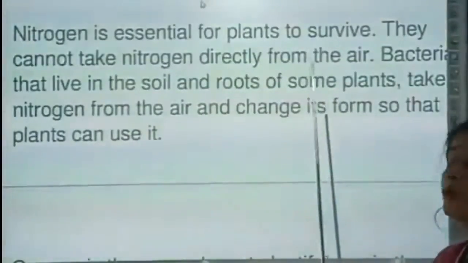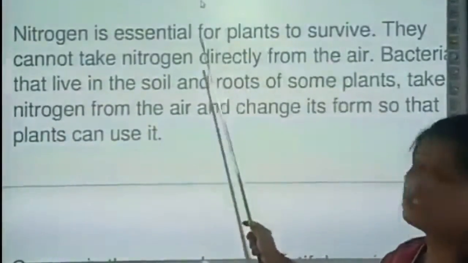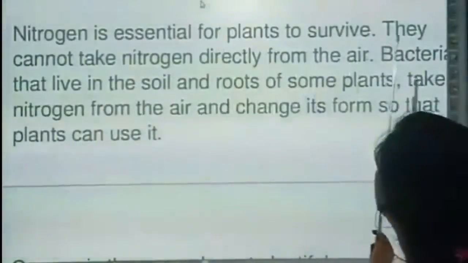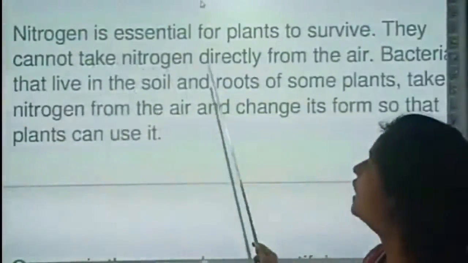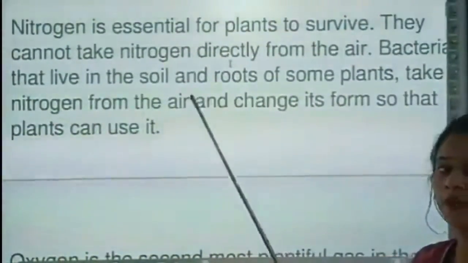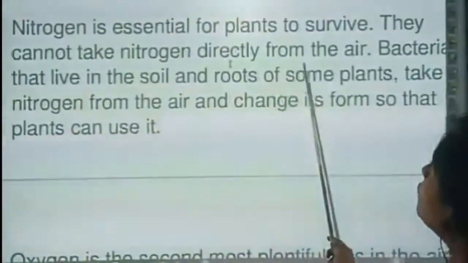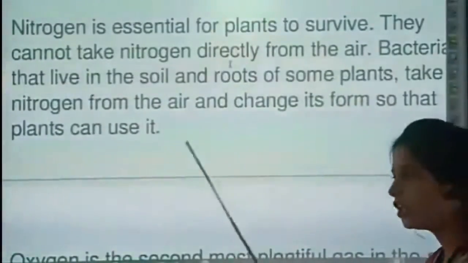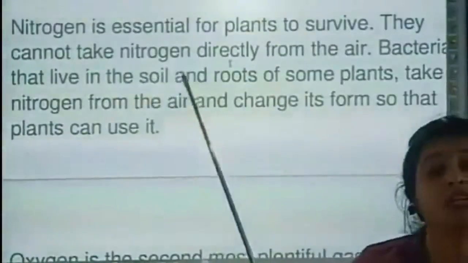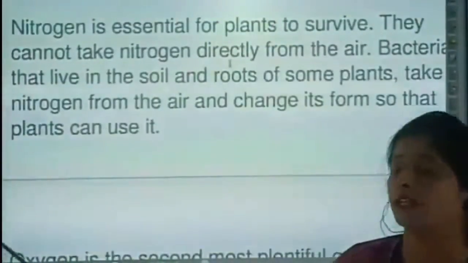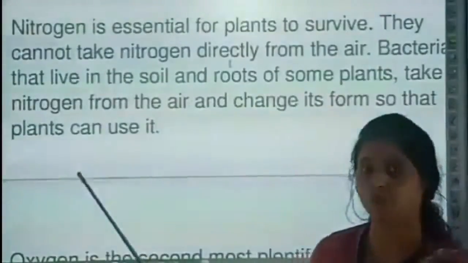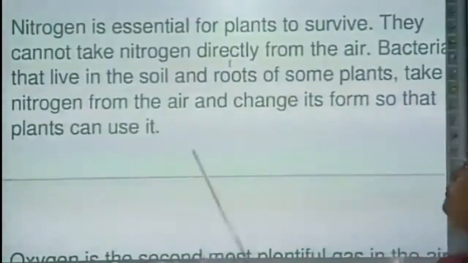But for plant survival, nitrogen is very essential. Plants can't take nitrogen directly from the air. Nitrogen is in the atmosphere as a part of air, but when the plant takes nitrogen, it does not take it directly. How do they take the nitrogen then?